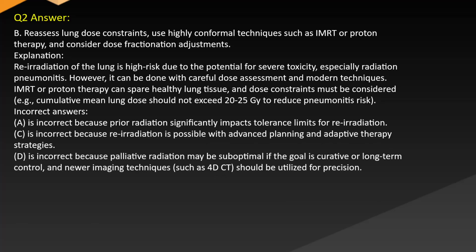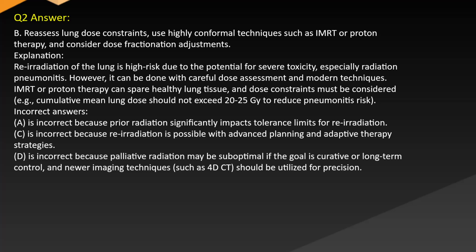Answer. B. Reassess lung dose constraints, use highly conformal techniques such as IMRT or proton therapy, and consider dose fractionation adjustments. Explanation. Reirradiation of the lung is high risk due to the potential for severe toxicity, especially radiation pneumonitis. However, it can be done with careful dose assessment and modern techniques. IMRT or proton therapy can spare healthy lung tissue, and dose constraints must be considered, e.g. cumulative mean lung dose should not exceed 20-25 Gy to reduce pneumonitis risk.